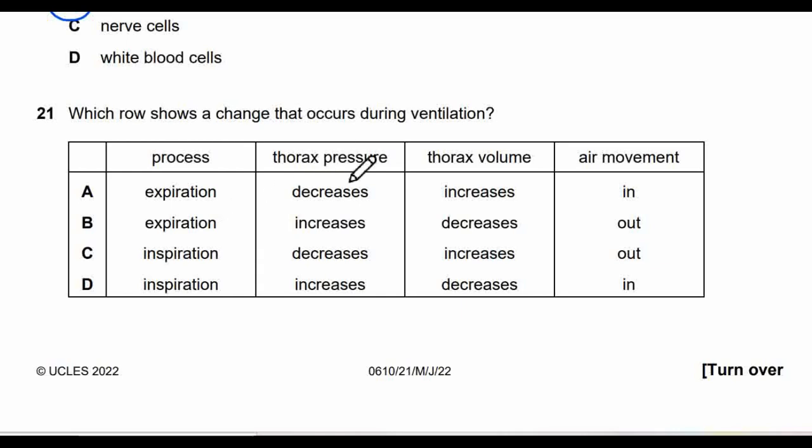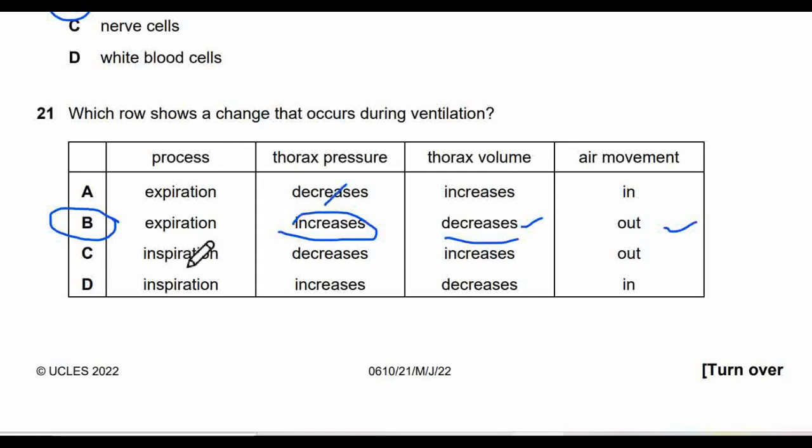So thorax volume has to decrease to push the air out of the mouth or through the nose, and air movement is out. So 21 B is correct.